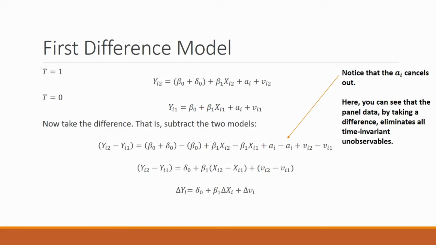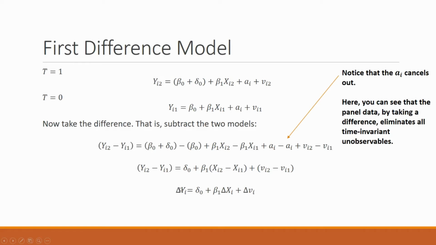So here you can see the panel data. Here you can see that the panel data, by taking a difference, eliminates all the time invariant unobservables. All right, because if you take the difference, the time invariant unobservables cancel out. All right, so then you have this, and now we just rewrite these terms in terms of differences. So yi2 minus yi1, well, that's person i's dependent variable in the second year minus person i's dependent variable in the first year. So this is just the change in person i's dependent variable.